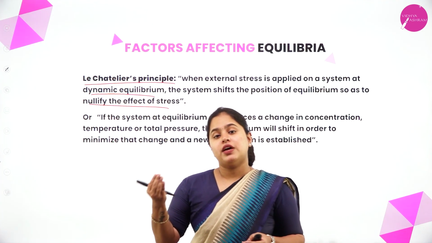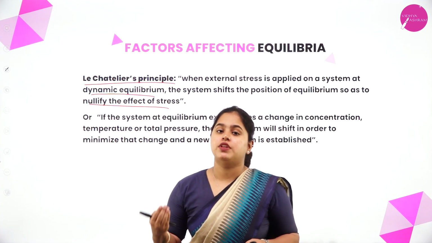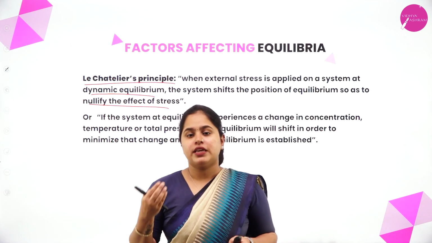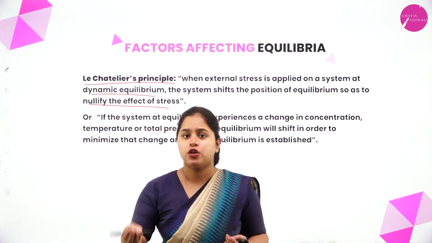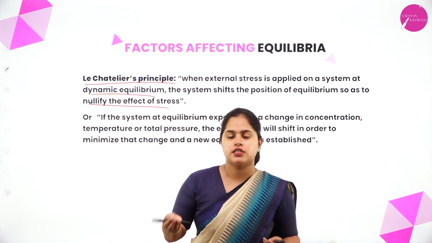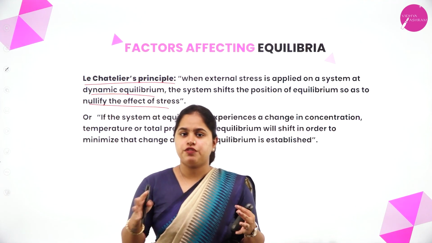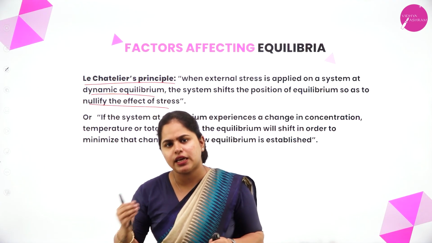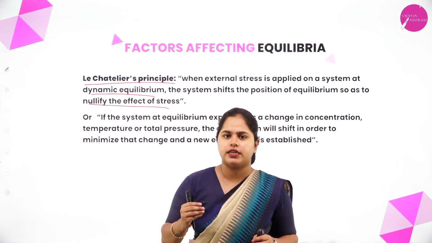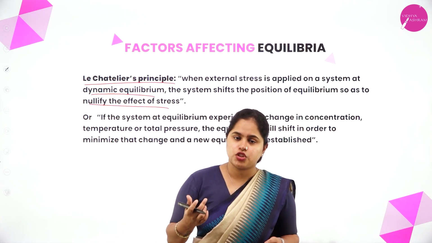So for example, if we are increasing the concentration of the reactants, what will happen? Yes, it will try to reduce the concentration of the reactants. The system will try to reduce the concentration of the reactants so that the effect will be nullified. So how can you decrease the concentration of the reactants? Okay, so what does it actually mean?